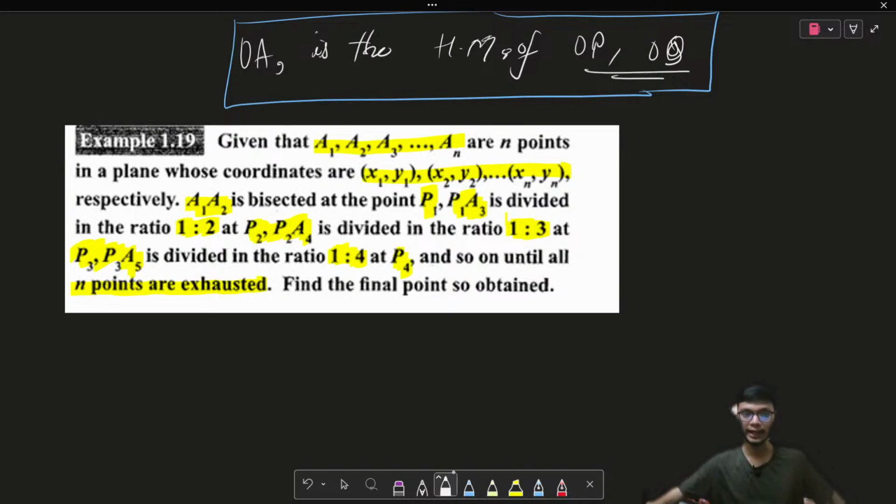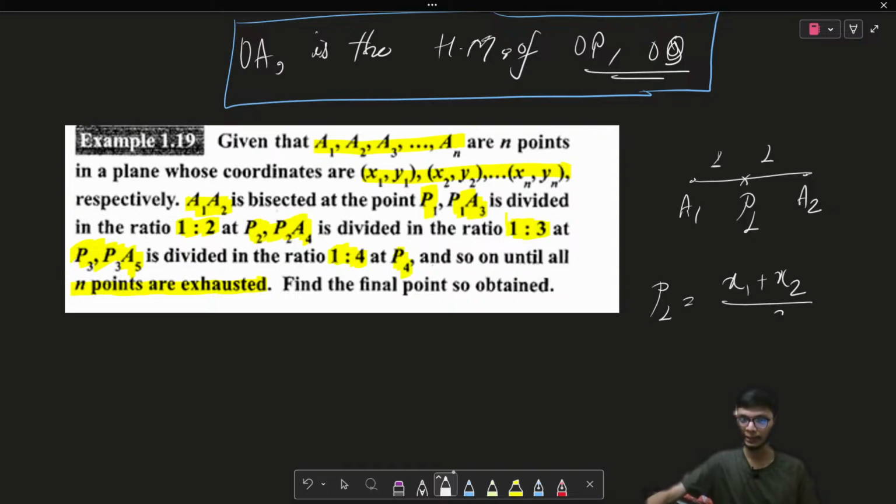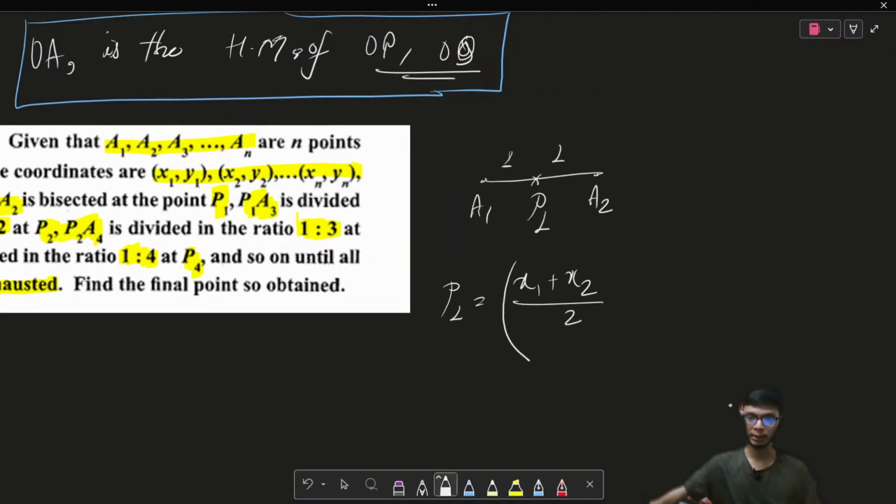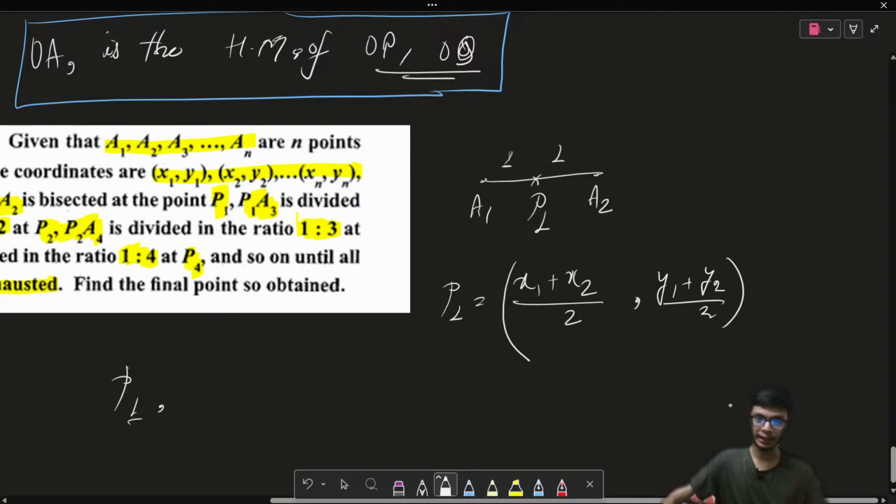So if I start with A1 and A2, the point P1 is the bisector of A1A2, so that is the midpoint. So I can easily obtain the coordinate of point P1, which would simply be given as ((x1 + x2)/2, (y1 + y2)/2), right? This is going to be the coordinate of point P1.